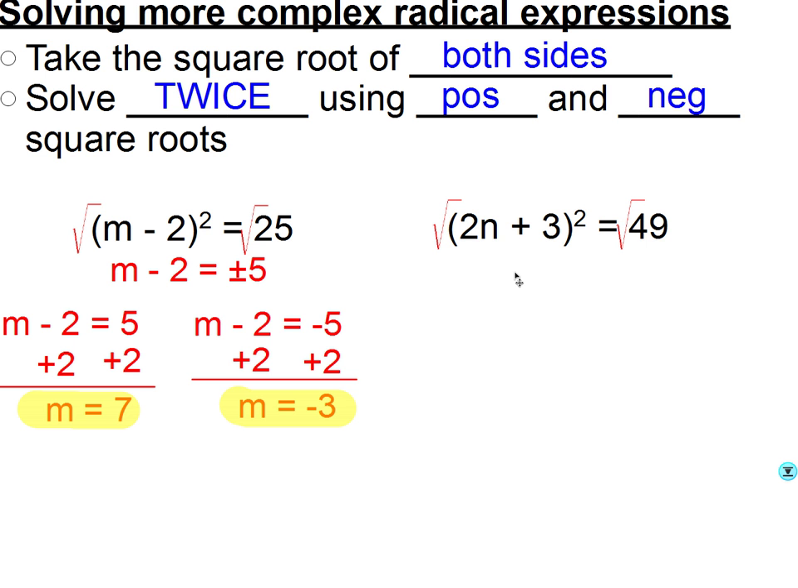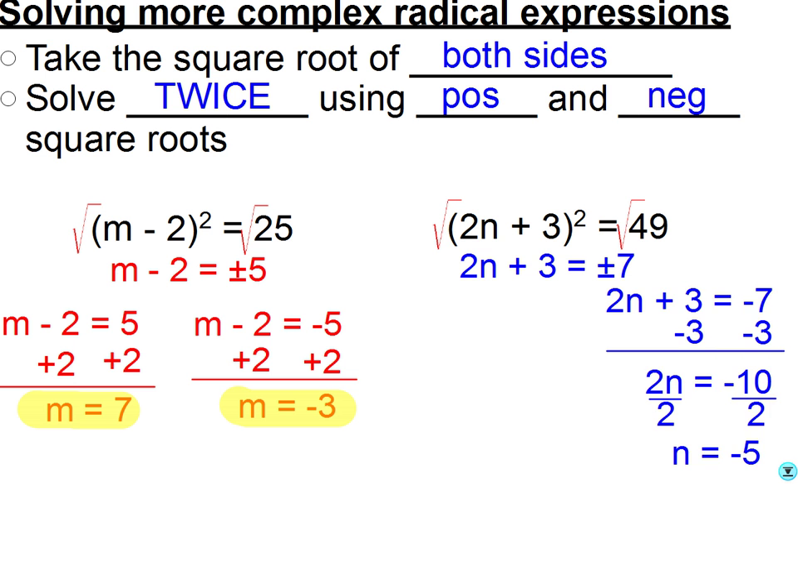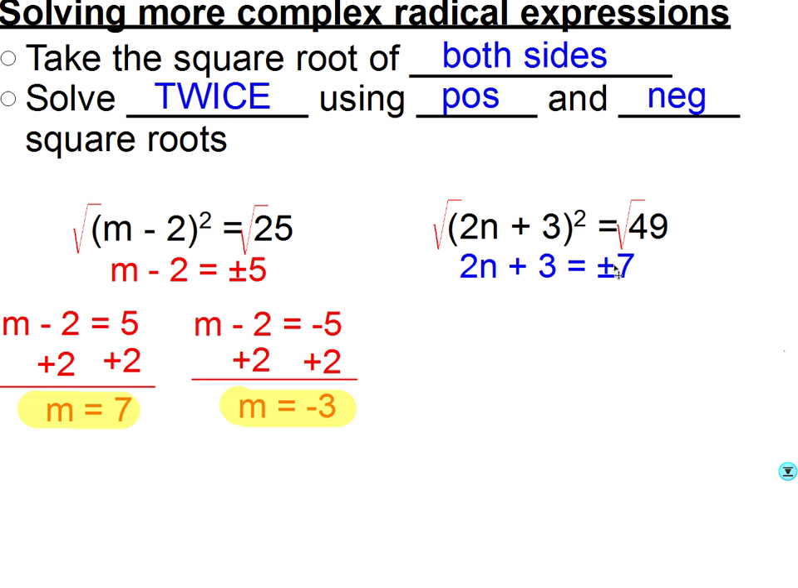Okay, and 2n plus 3 equals plus or minus, negative 7. So the square root of 49 is 7. Then I'm going to again break this into two parts. 2n plus 3 equals positive 7, and 2n plus 3 equals negative 7.